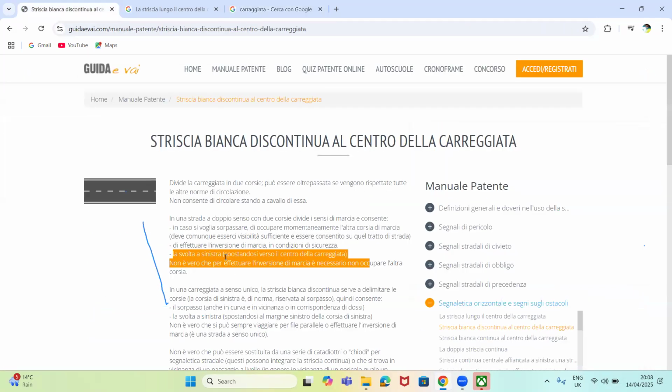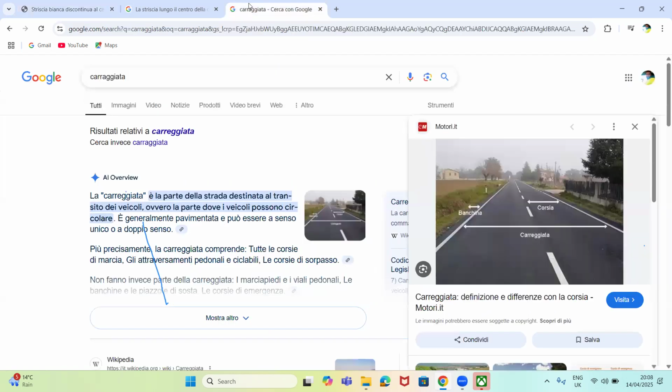Per la svolta a sinistra, bisogna spostarsi verso il centro della carreggiata. If you want to now turn to your left, stay very close to that discontinuous line, waiting for the center. Because for the examiner, this road is doppio senso. You can't enter here. But my house is here. So if I want to turn to the left, I have to stay very close to the center line here. Are you guys following me now? I have to stay very close so I can be able to turn.